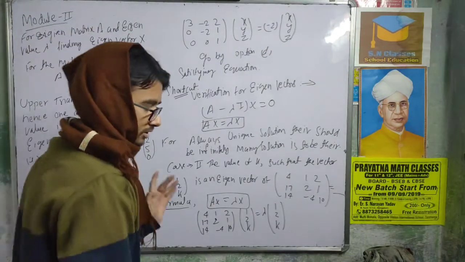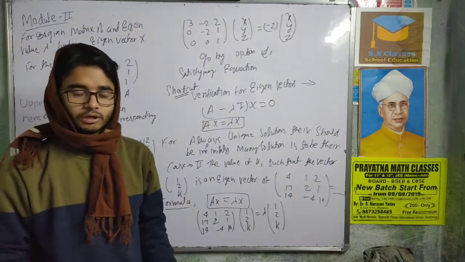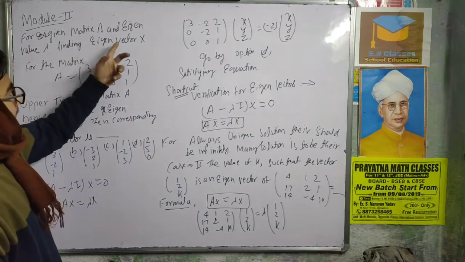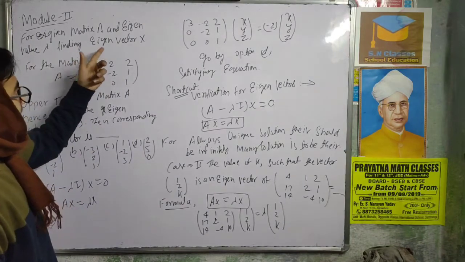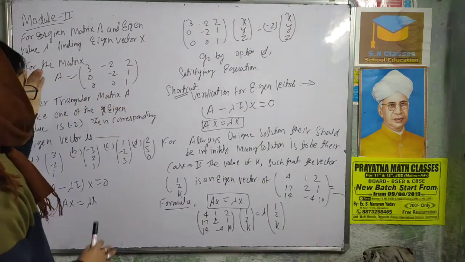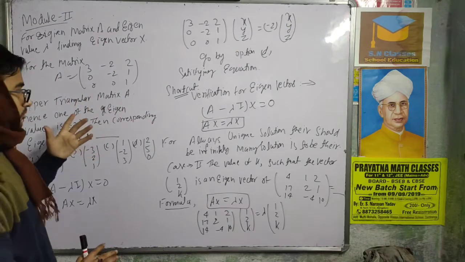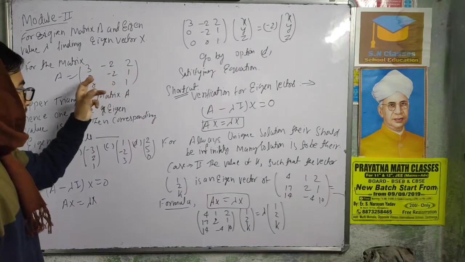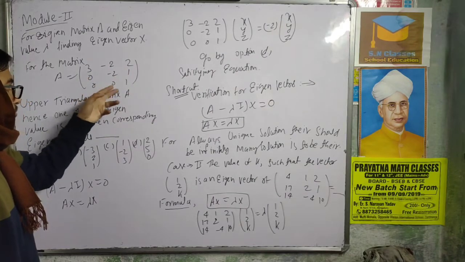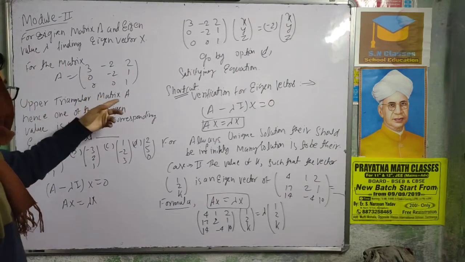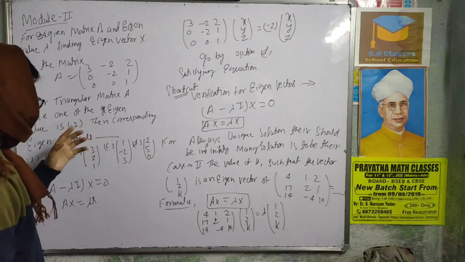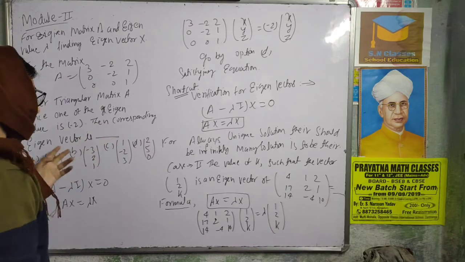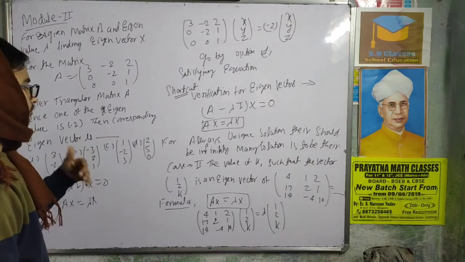So that was module 1. Now we are reading about module number 2. Module 2 tells us, for a given matrix A and eigenvalue lambda, finding the eigenvector x. That question is asked most of the time. For a matrix A given as 3 minus 2 2, 0 minus 2 1, 0 0 1, an upper triangular matrix, one of the eigenvalues is minus 2. The corresponding eigenvector is what?